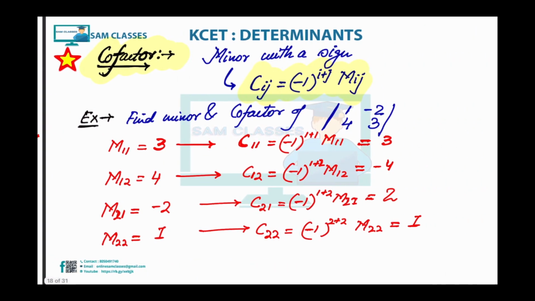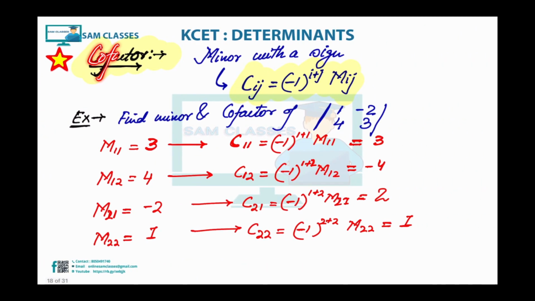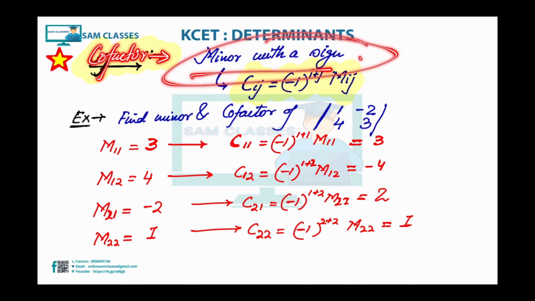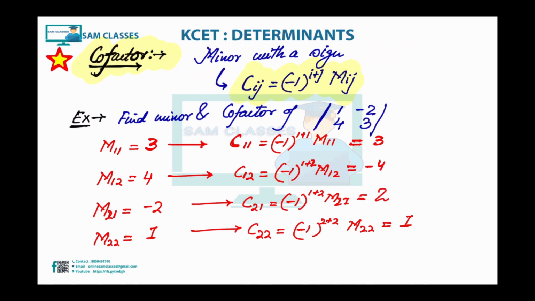Now, coming to cofactor, again very simple. Cofactor is nothing but minor with a sign. What is cofactor? Don't get too confused. Minor with a sign. So how do we put the sign? Minus 1 power i plus j, multiplied with the minor M_ij. So let's say I want to find the cofactor of the first one, 1 1. So minor of 1 1 is, I know, leave that row, leave that column.